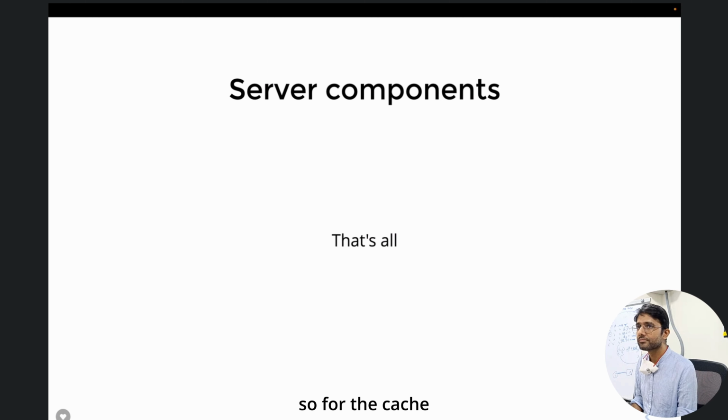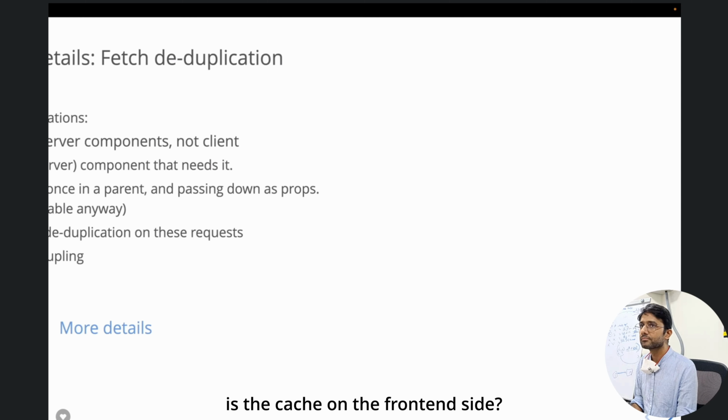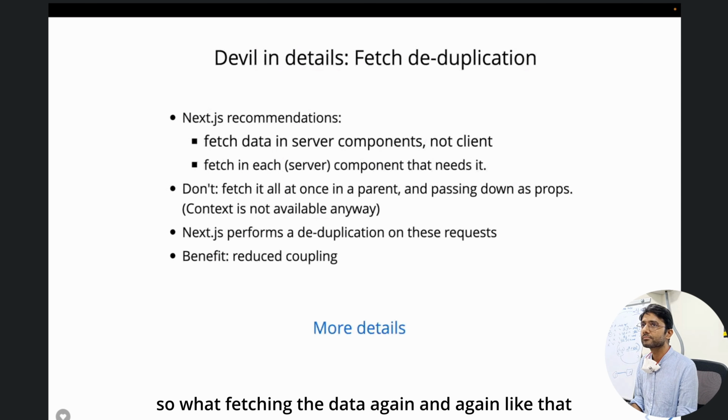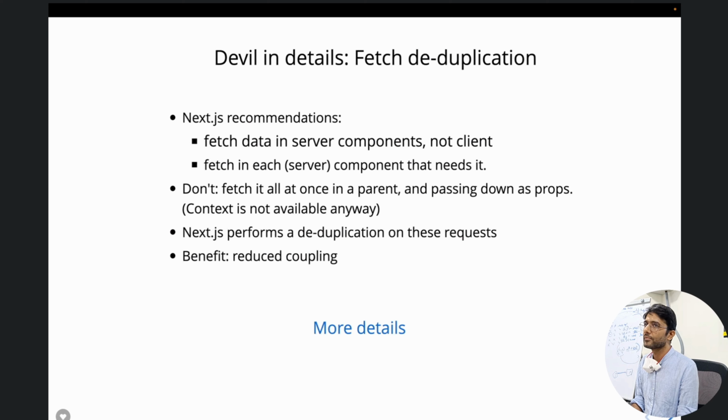For the cache part, is the cache on the front-end side, for not fetching the data again and again? No. The whole thing is because you fetch data in server components. If you have a server component A, another server component B, another one C, and all three are fetching by chance the same data, then they will use the cache.